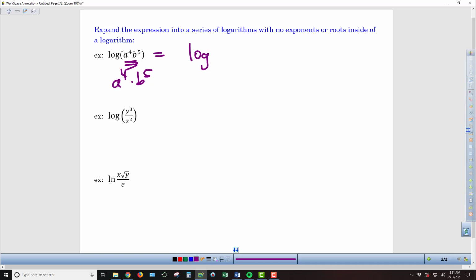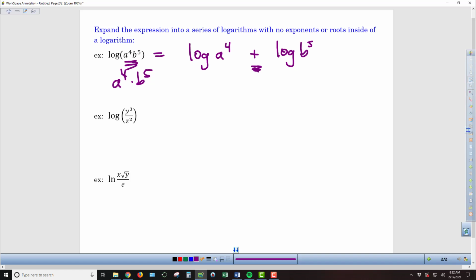So I'm going to have log of a to the fourth plus log of b to the fifth. And so I've separated it because it's that a to the fourth times b to the fifth. The product inside the logarithm means I can rewrite it with addition as two separate logarithms.